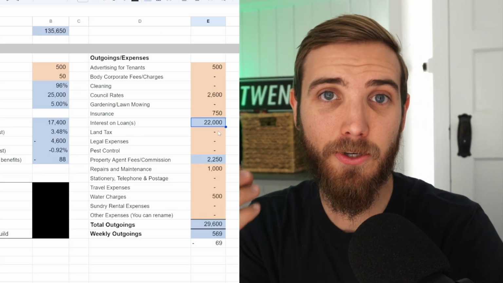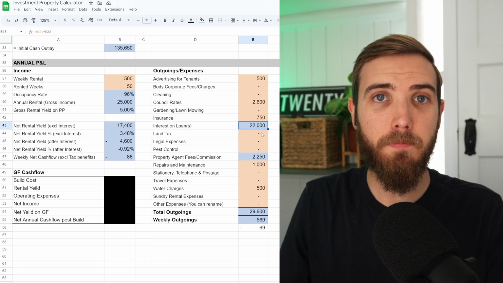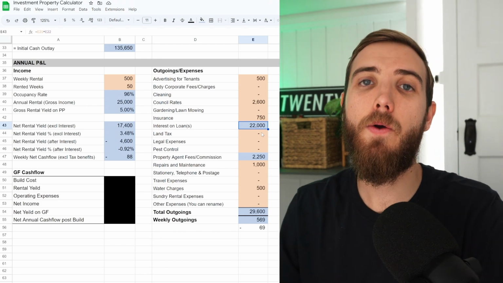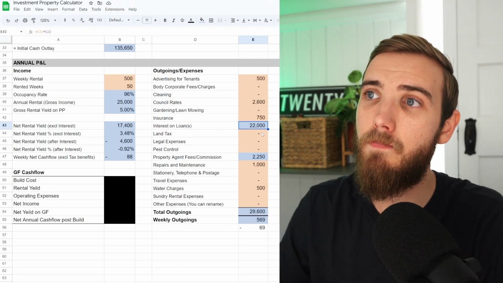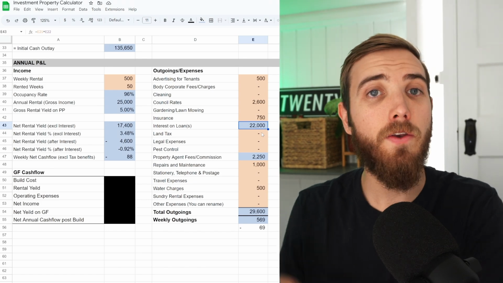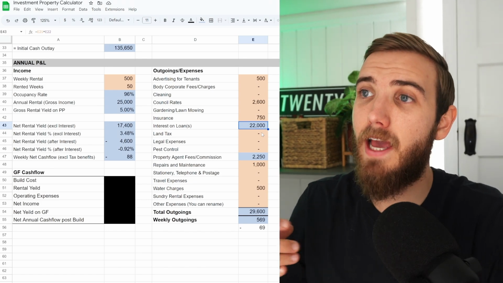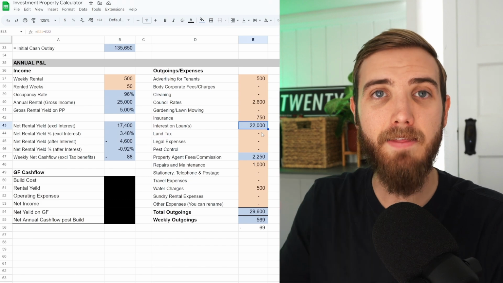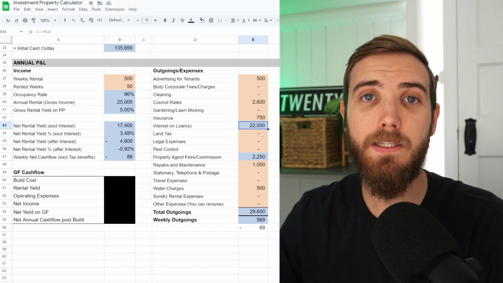Now that's just the interest component. If you're paying principal and interest, your cash flow is going to be affected even more. So this is just a profit and loss, not a cash flow. And so if you were doing cash flow numbers, you might need to add, say, an extra $8,000 for paying down the principal each year.